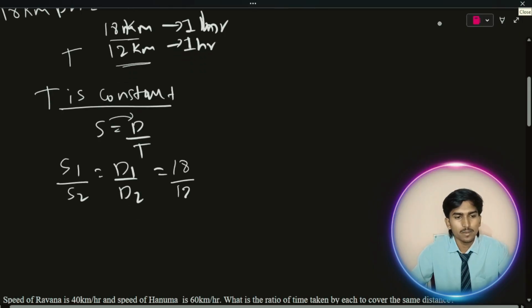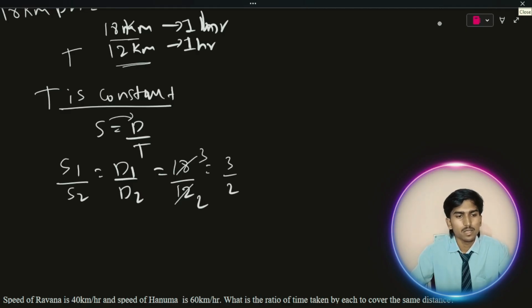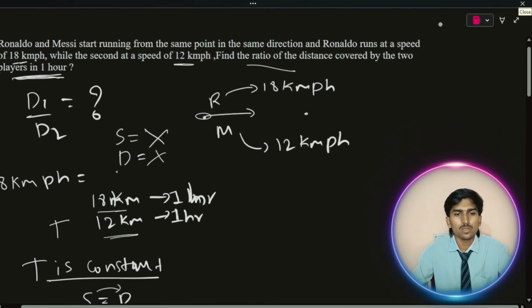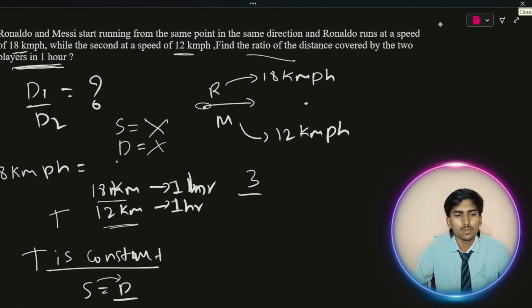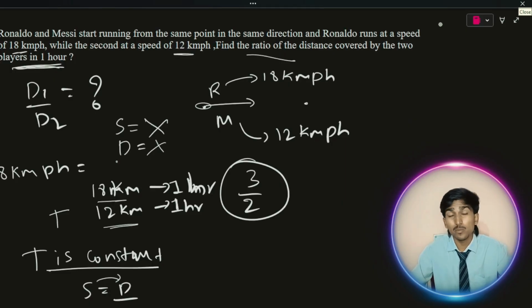18 by 12. So just divide. 6 twos are 12, 6 threes are 18. So distance d1 by d2 is a 3 by 2 ratio, and we got the answer. So what is the ratio between them? 3 by 2. This is the answer. So like this, you should find which one is constant, and we are going to apply it like this.